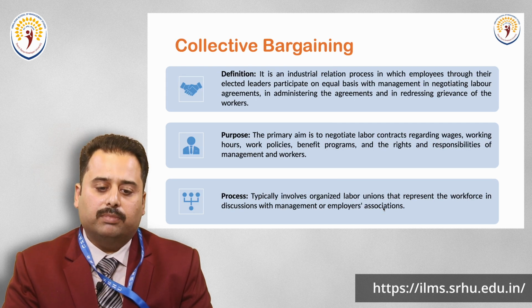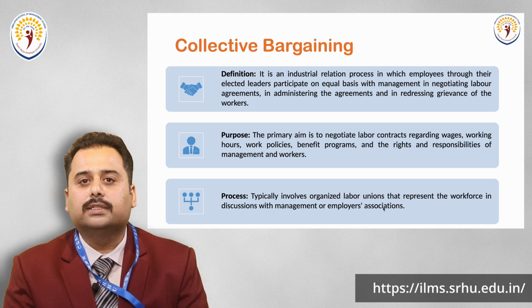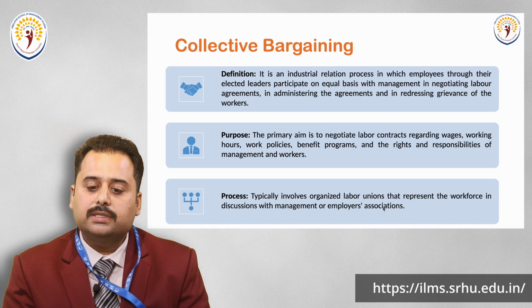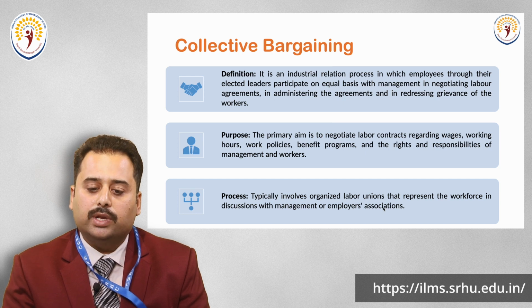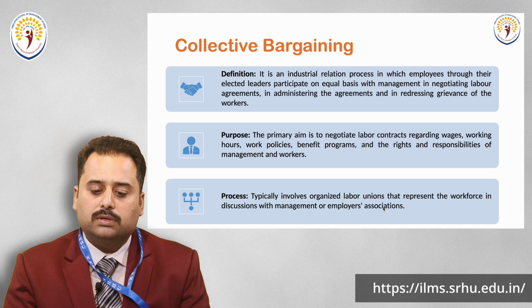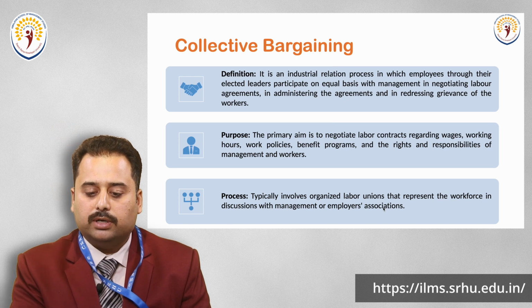Now let's discuss collective bargaining. It is an industrial relations process in which the employees, through their elected leaders, participate on an equal basis with management in negotiating labor agreements, in administering the agreements, and in redressing grievances of the workers. The primary aim is to negotiate labor contracts regarding wages, working hours, work policy, benefit programs, and the rights and responsibilities of management and workers. It typically involves organized labor unions that represent the workforce in discussion with management or an employers' association.